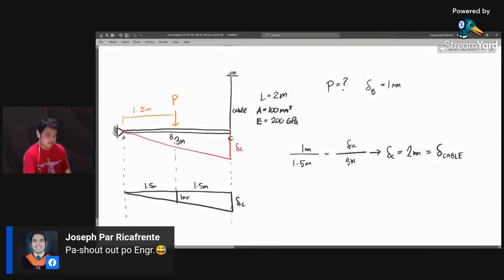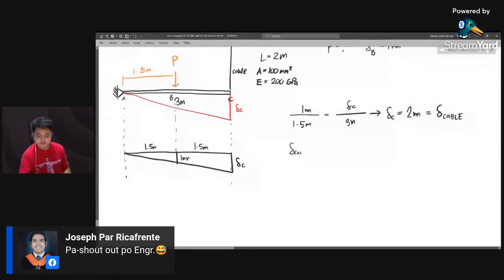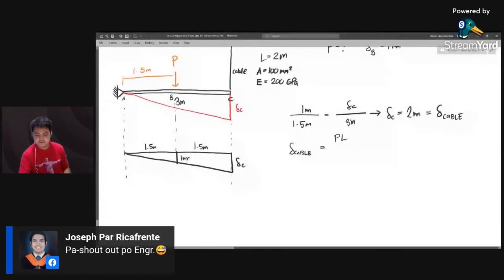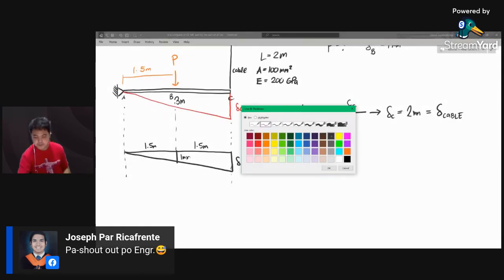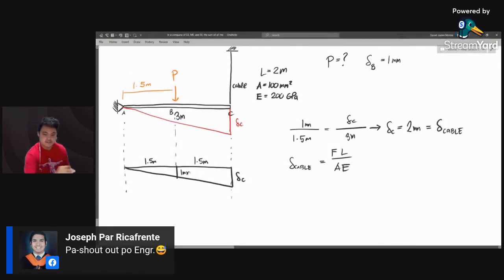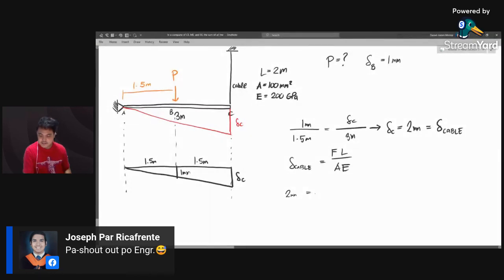Okay? So yan na yung actual deformation ng cable. So the actual deformation of the cable, dito na papasok yung PL over AE natin. Pero palitan natin yung P ng F kasi P yung force, variable P yung ating applied force. So gawin lang natin FL over AE. So we have yung 2 millimeters. Para lang maging consistent tayo sa units.